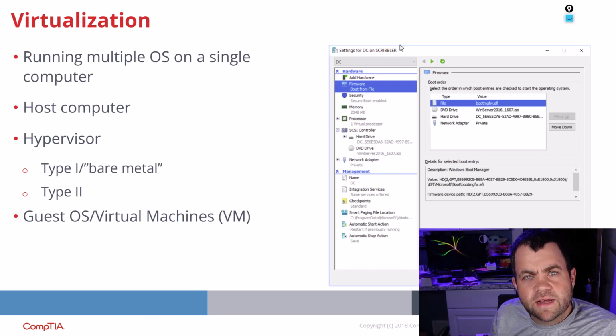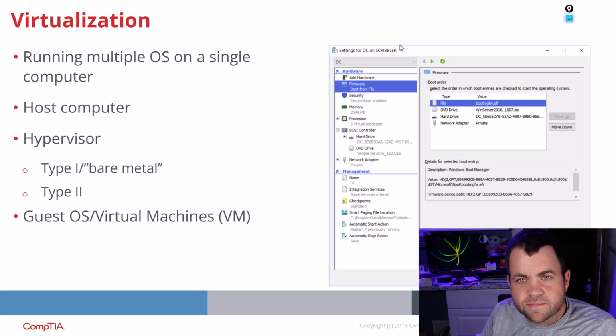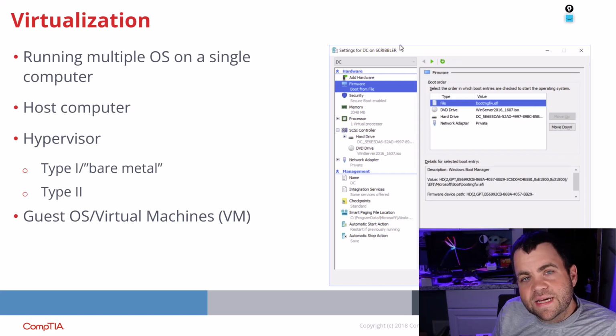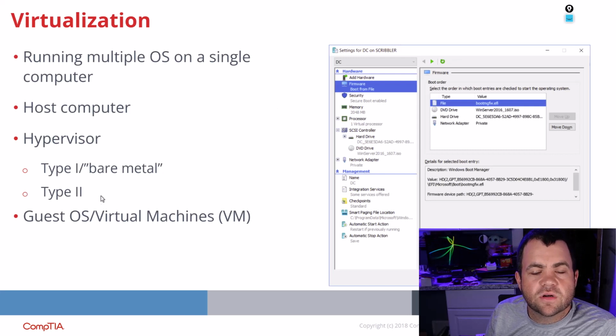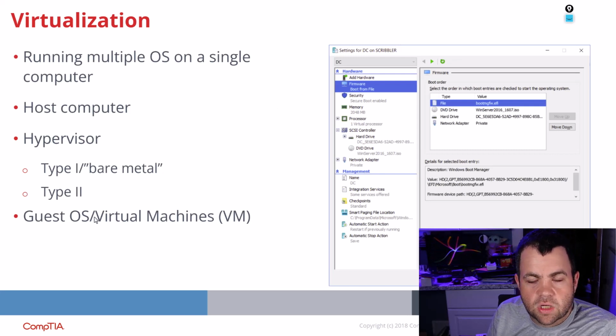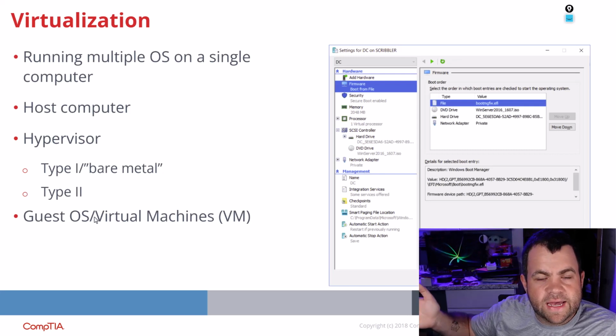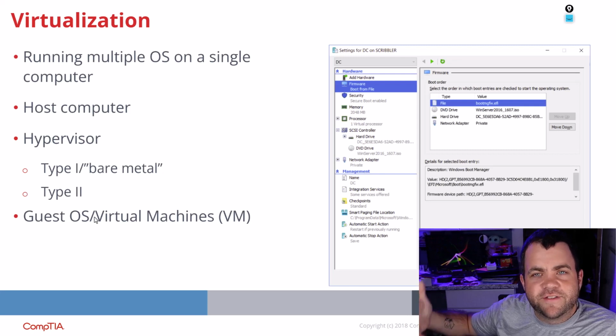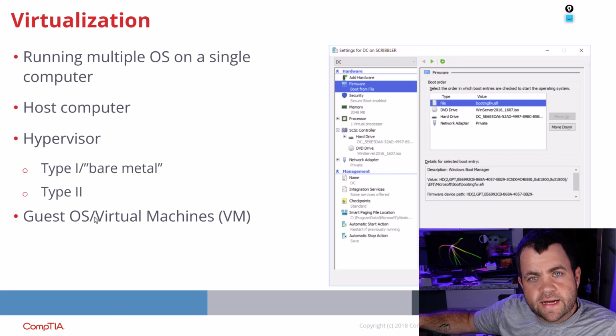Whereas Type 2 is made for more of testing, or maybe you want to do some capture the flag, some cybersecurity stuff. Maybe you want to test out a new operating system. That's where our Type 2 comes in, okay? So in my classroom, I have 5 VM servers, and those are for us to use in the classroom.